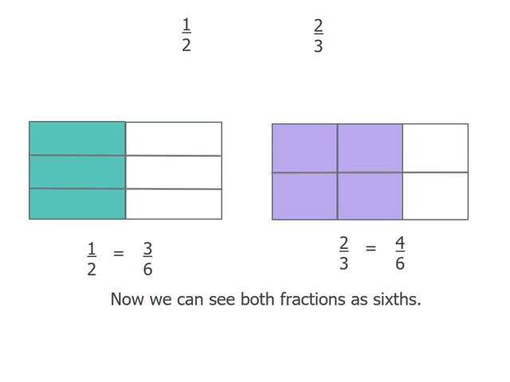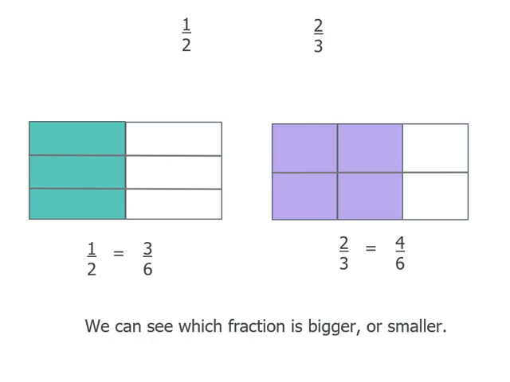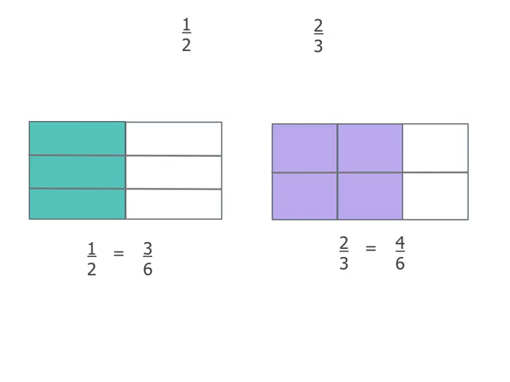Now we can see both fractions as sixths, which means we can compare the numerator, or the number on the top. That means we can see which fraction's bigger or smaller. Well, 4/6 is bigger than 3/6. So now that we know that 3/6 is the smaller fraction, so half is smaller than 2/3, or less than 2/3.